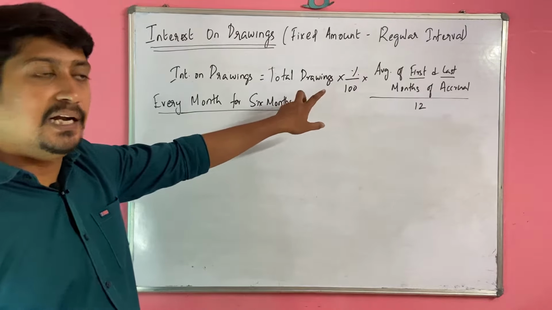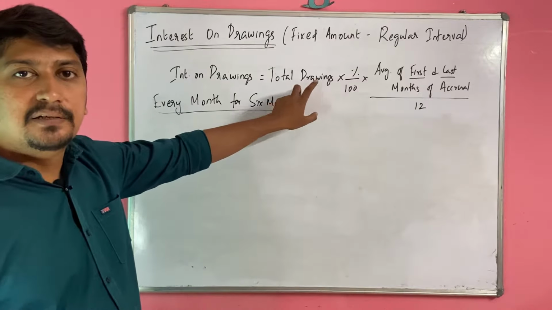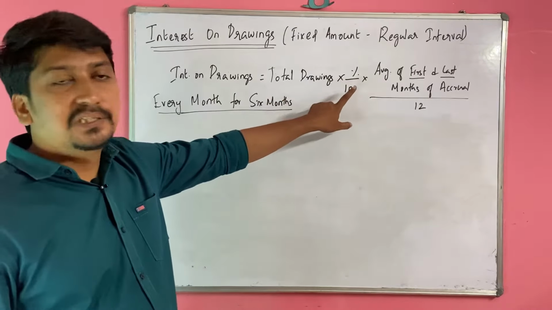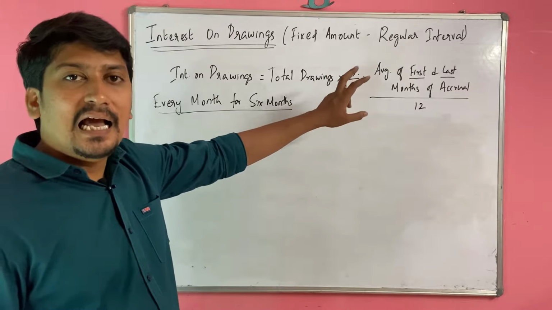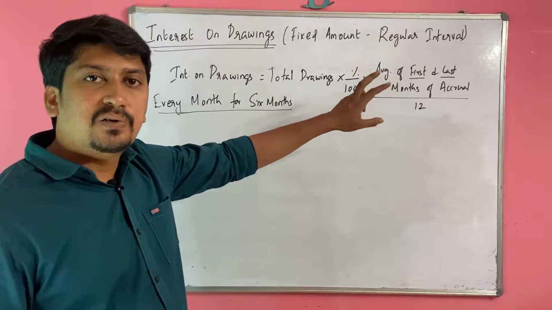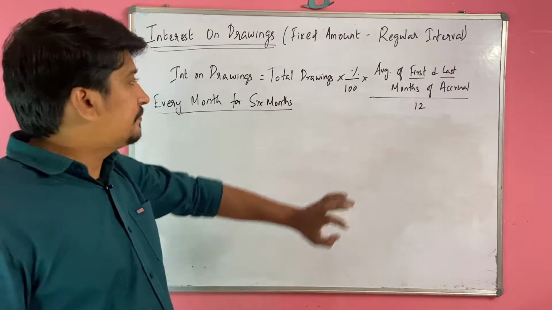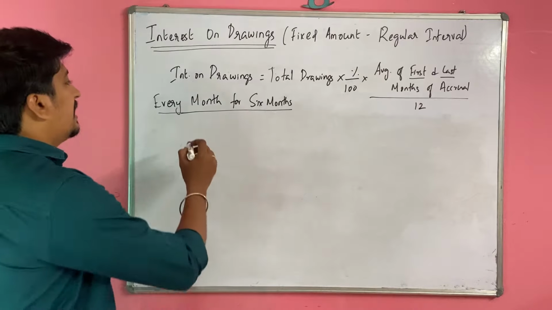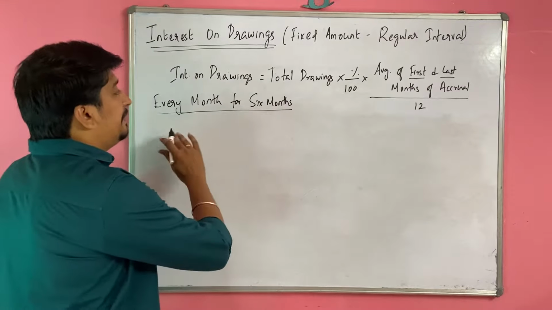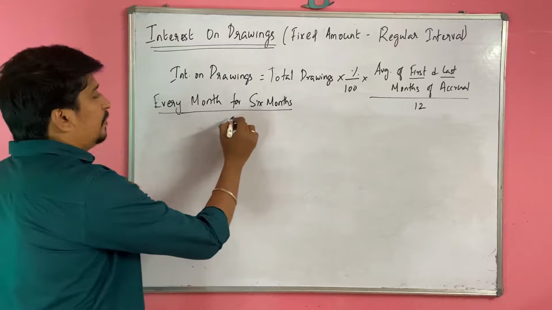The formula says that take the total drawings, multiply it into its rate of interest on drawings, then multiply that into the average of first and the last drawings' months accrued. So let me first explain individually, when a partner draws in the beginning of every month only for 6 months.